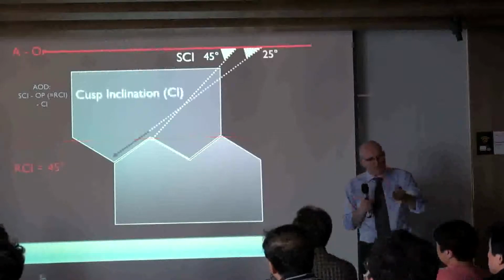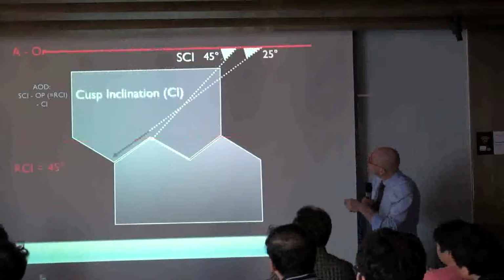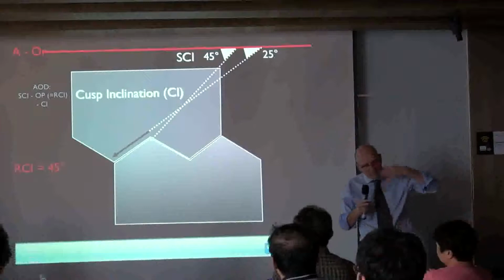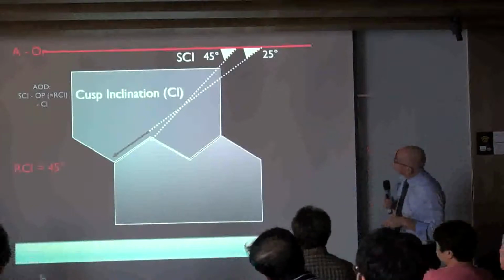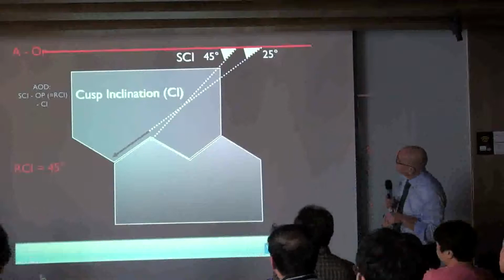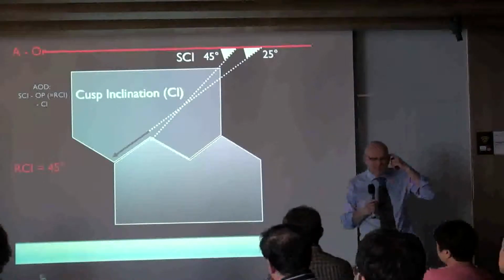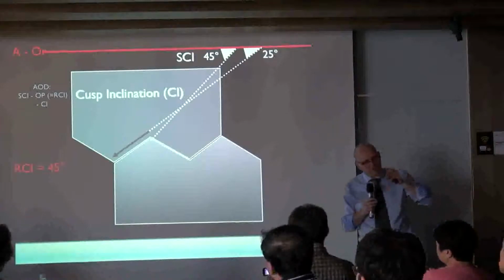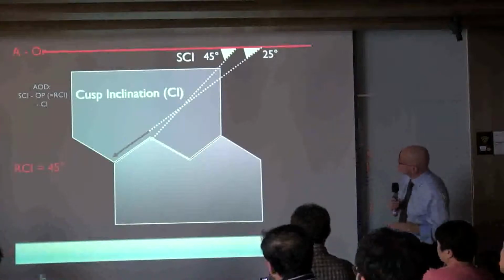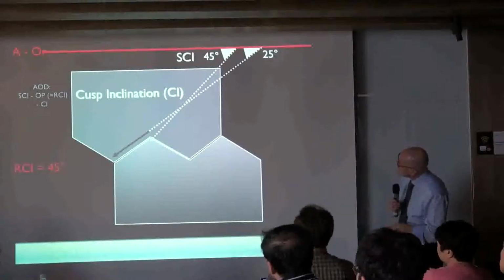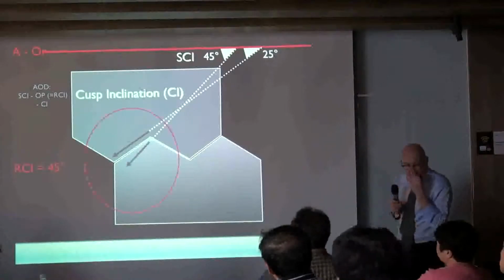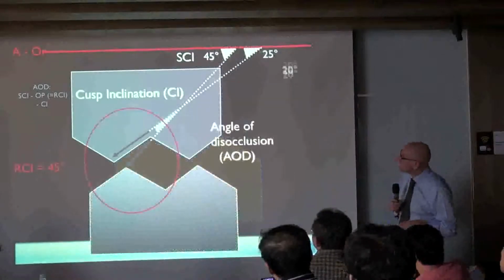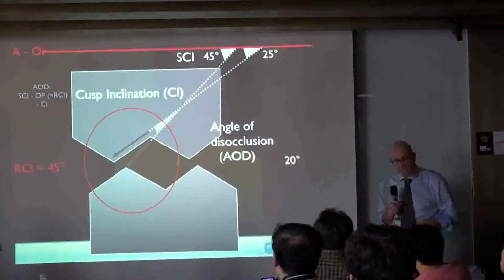When the mandible is moving, it moves here with 45 degrees, going forward and down. Yeah, it's an inclined plane. Cusp inclination, 25 degrees, which is a regular cusp inclination. Nice fossa cusp relation. Yeah, 25 degrees. So, the tooth will be moving in this direction. This means going this way. And this discrepancy is the angle of disclusion.